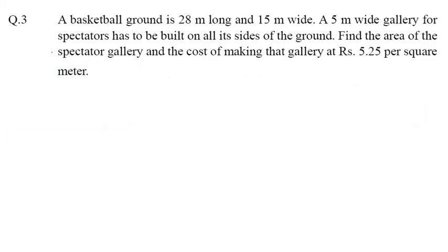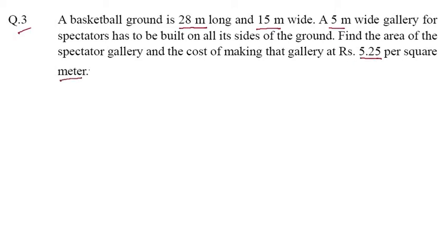Now come to the third question of this exercise. Now the basketball ground is 28 meters long and 15 meter wide. A 5 meter wide gallery for spectators has to be built on all its sides of the ground. Find the area of spectator gallery and the cost of making the gallery at rupees 5.25 per square meter.